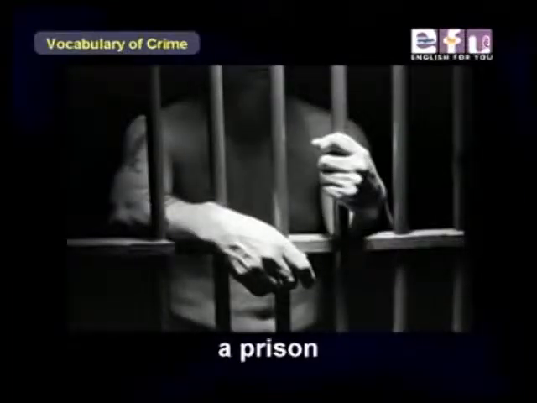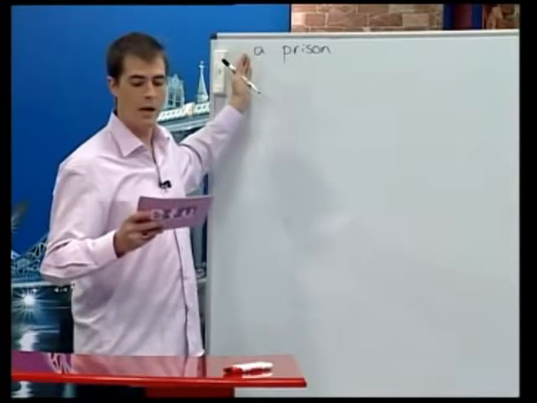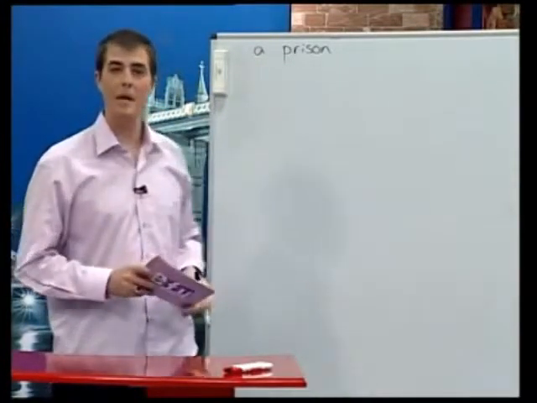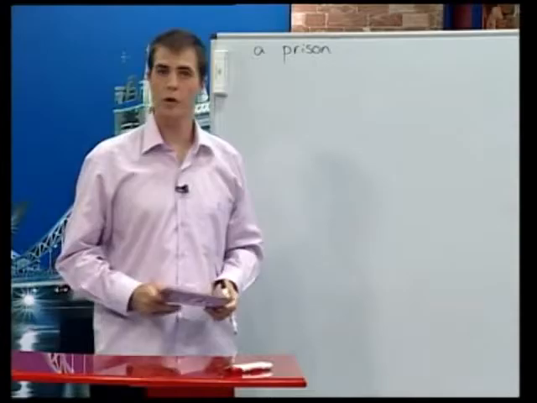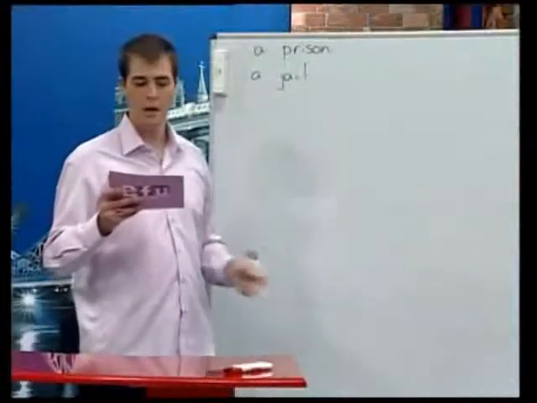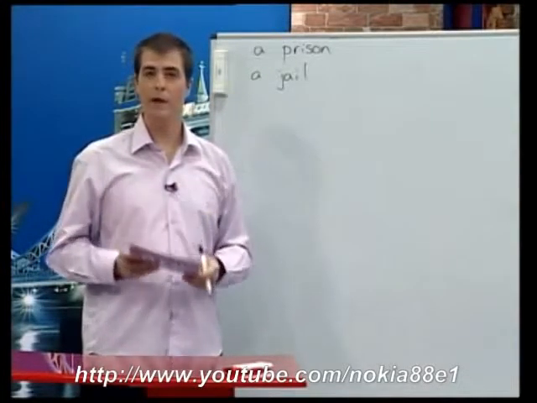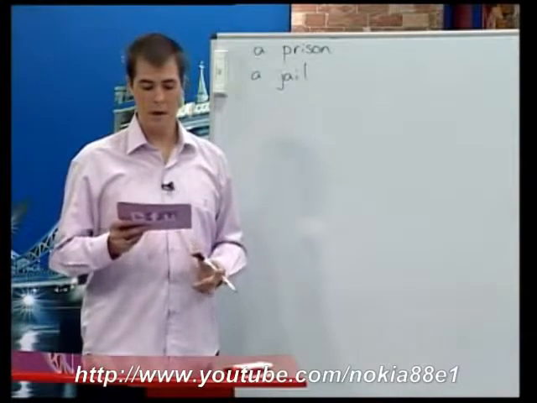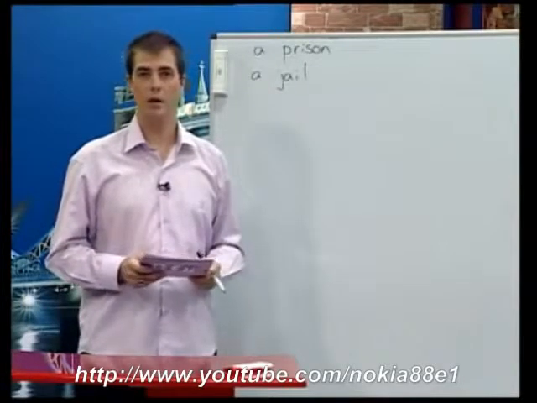First, we have a prison. A prison is a large building where people are kept as punishment for a crime. A jail. A jail is a place where people who have been charged with a crime are kept before they go to court.